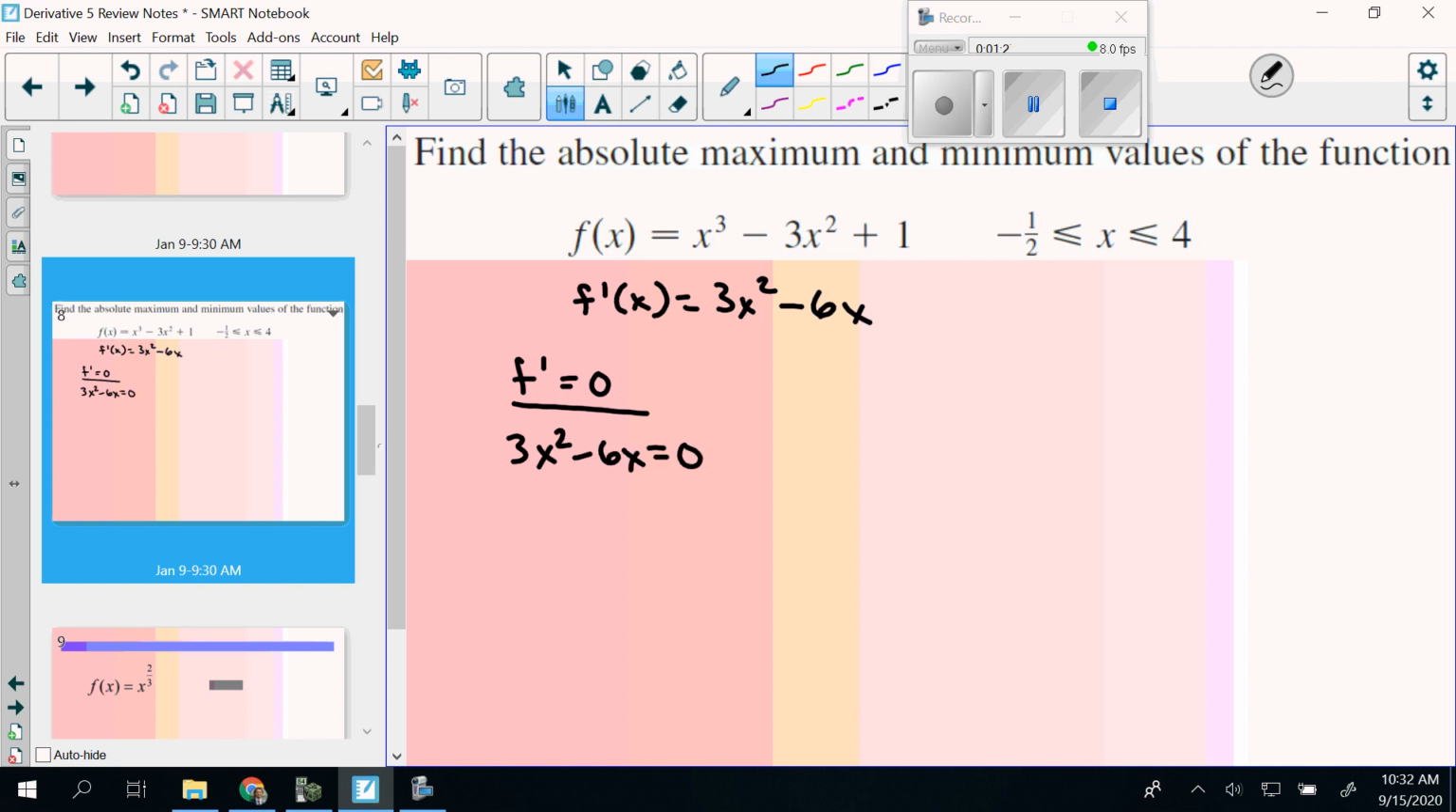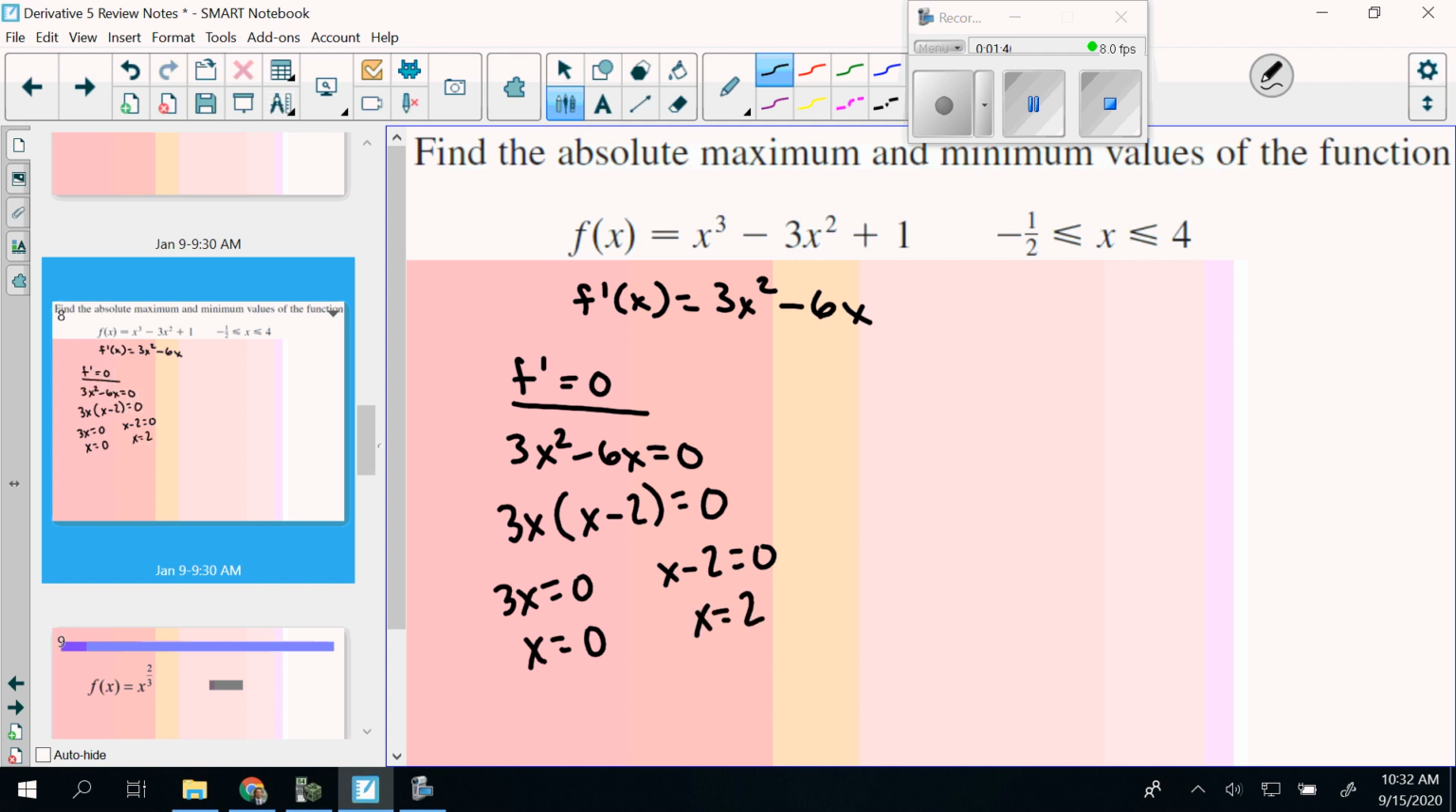We can do some factoring there. Looks like there's a greatest common factor of 3x we can take out. Remaining then would be x minus 2. Set them both equal to 0 now and see what you get. If we divide by 3, we're going to get 0. If we add 2, we're going to get 2. So those are two critical values.